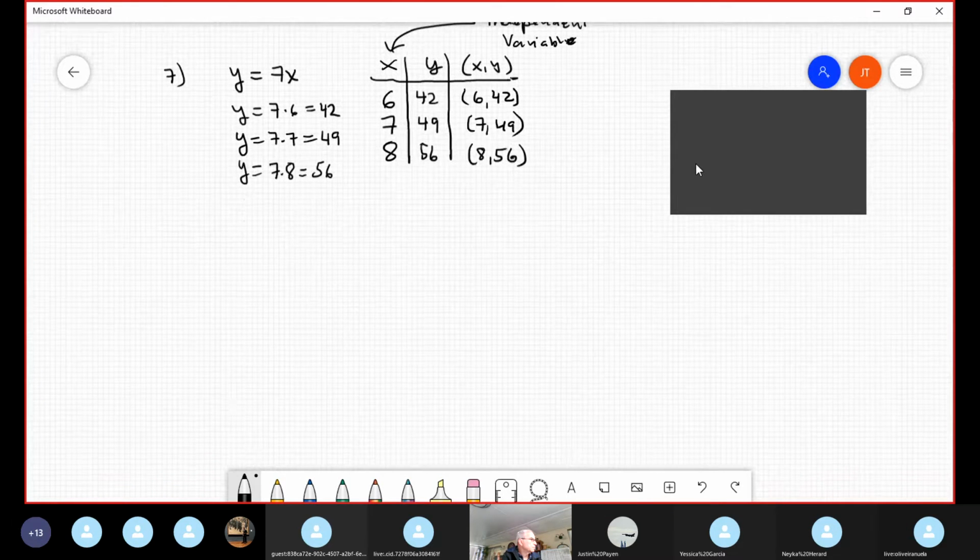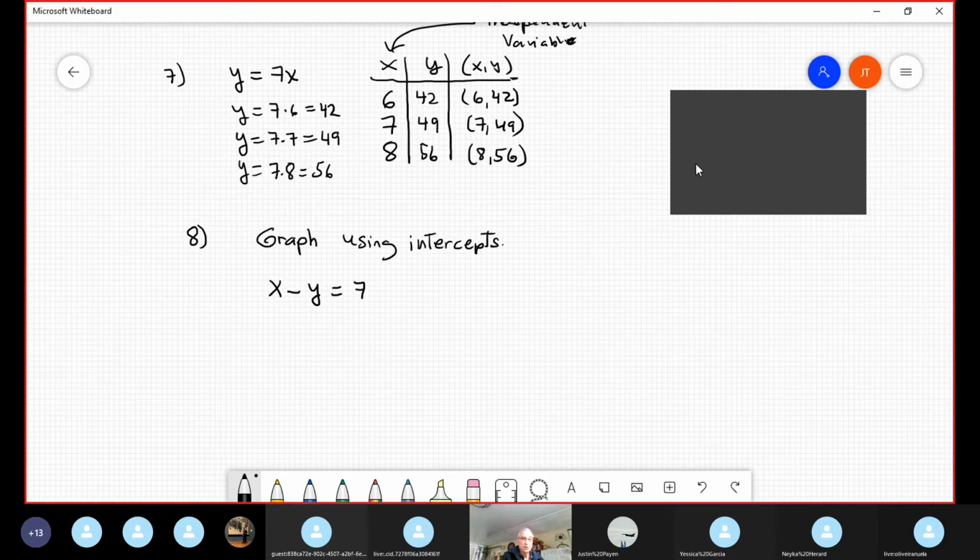Okay, everyone follow me? This is number 7, complete the table. And number 8 is different. The problem is to do the graph of the linear function using intercept. So number 8 is x minus y equals 7. Okay, look, my recommendation: intercept.